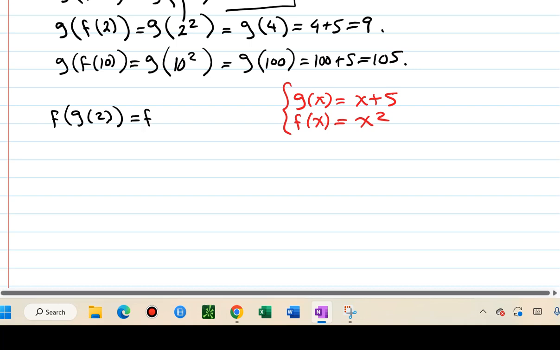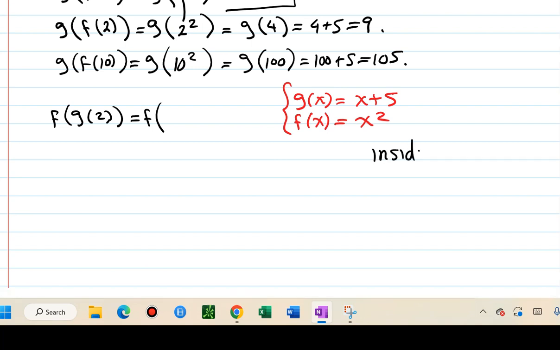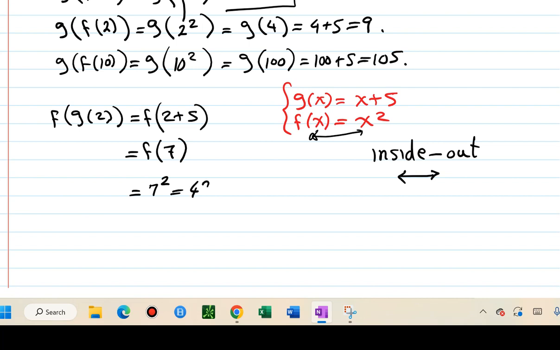Well, we work the inside function first. With compositions, you work these from inside out. So that means I need to do G at 2. Remember, you replace x with 2, so that's going to be 2 plus 5. So G at 2 is 7, isn't it? That's what G is going to output. And then we're going to feed the 7 into f. What will f do to its inputs? Its task is to square them. It will square it, and the output is 49.